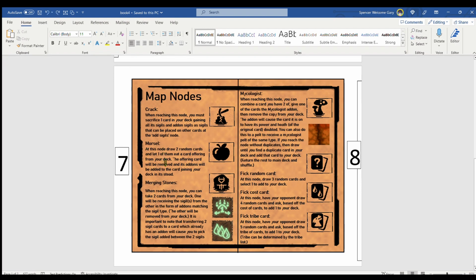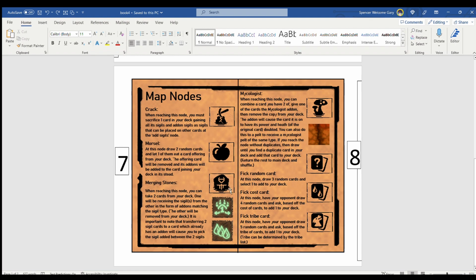Next, we have Morsel. At this node, draw 2 random cards and let one of them eat a card offering from your deck. The offering card will be removed and its add-ons will be added to the card joining your deck in its stead. So basically, this is the node, by the way. You'll draw 2 cards from the deck and pick one of them to replace a card in your current deck, and all the things that were on that current card will be transferred over to the card you just added to your deck.